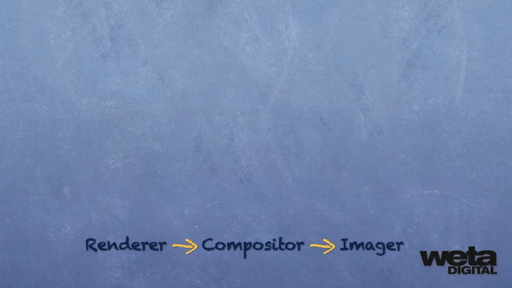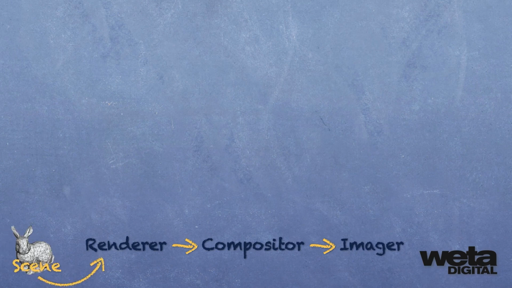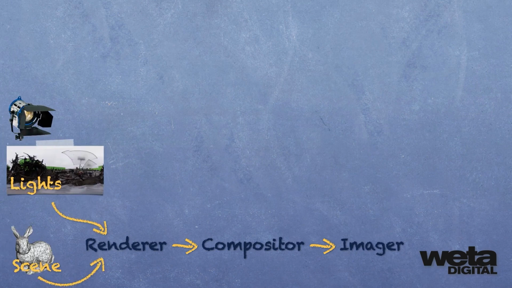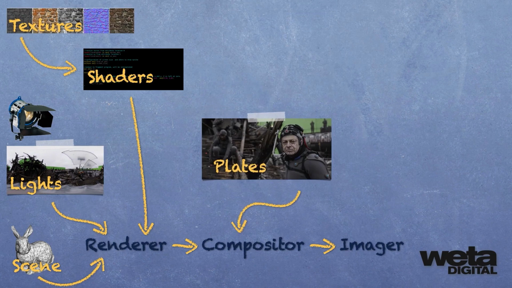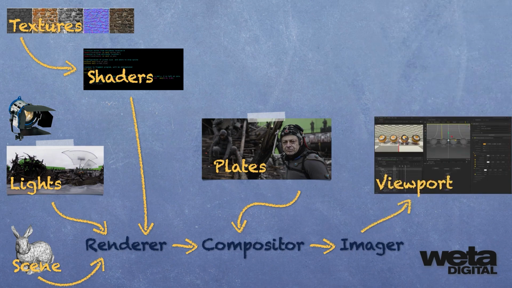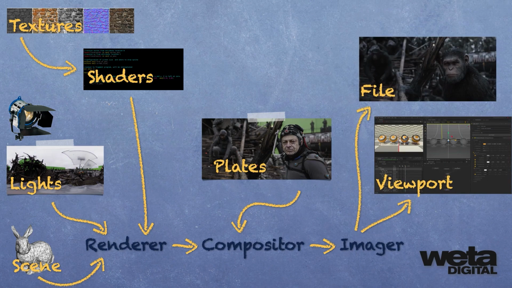With all of that in mind, here we have a high-level overview of our rendering pipeline. We take in scene data, lights, shaders, textures, and render our CG. Then, plates are composited into the scene, and finally we will apply imaging transforms depending on our output target.